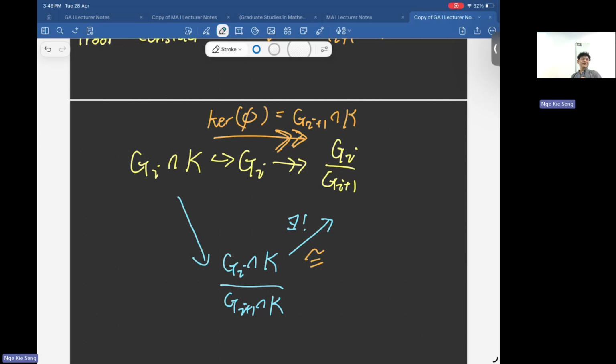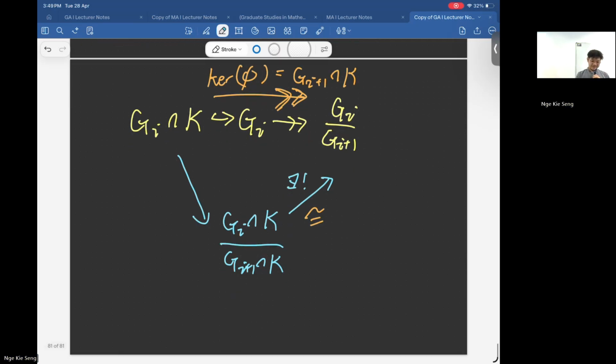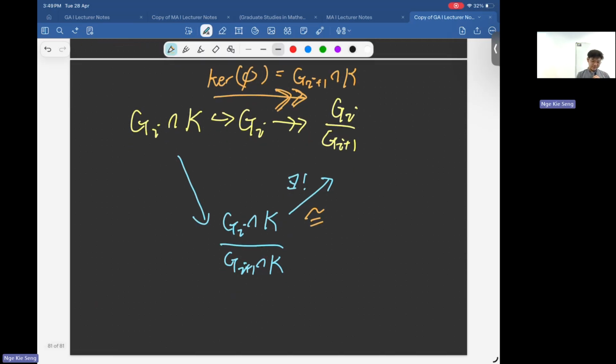As long as the last one is surjective, it's surjective already. Okay, so I think I should write down this lemma. I think it's a completely surjective.